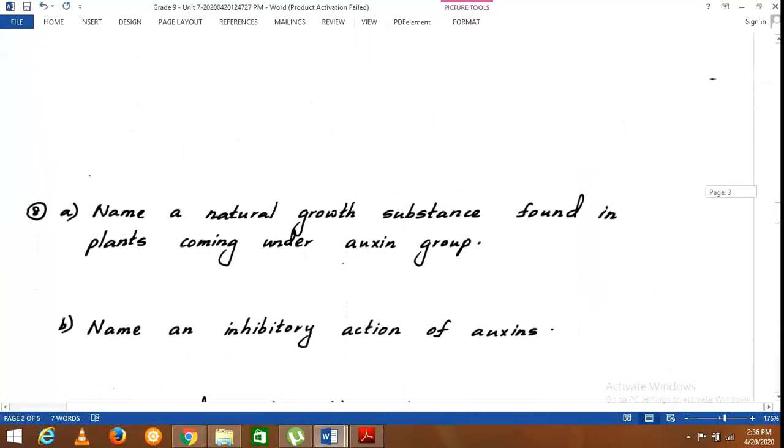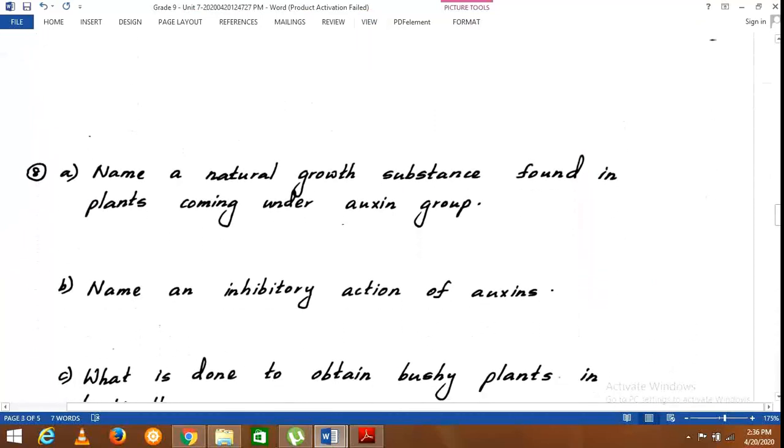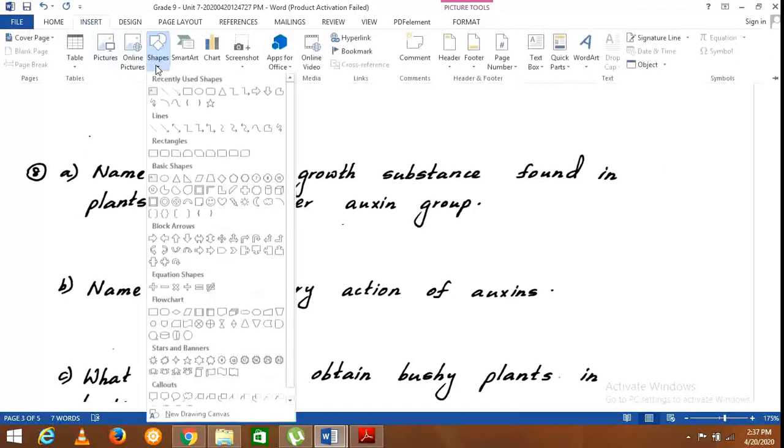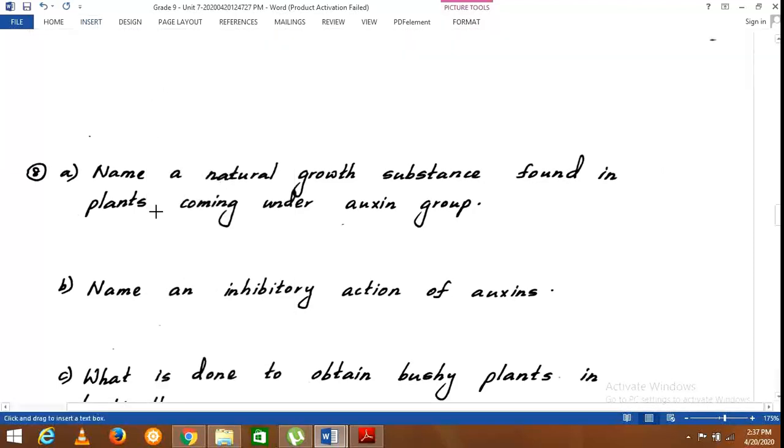Name a natural growth substance found in plants coming under the auxin group. I told you there are so many artificial growth substances as well. There is a natural growth substance which comes under the auxin group, that is known as IAA, which we call indole acetic acid. IAA stands for indole acetic acid.